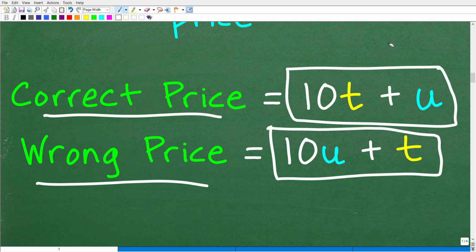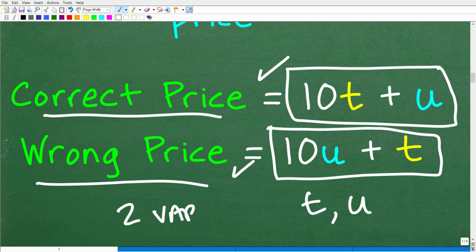But let's just take a look at the scenario right now. So we have two variable expressions, but we have two variables. We have t and u. So what is this telling us? Well, hopefully it's saying to you, if you have two variables that you're looking to solve for, we're going to need two equations. We're going to have to build two equations. And when you have two equations with two variables, we're talking about a two variable linear system of equations.